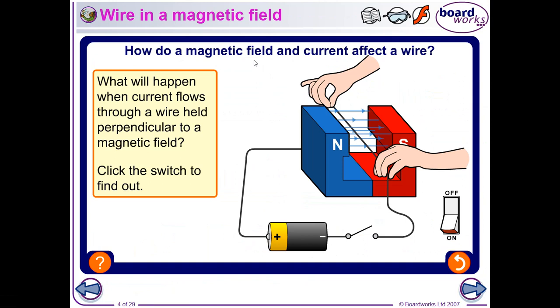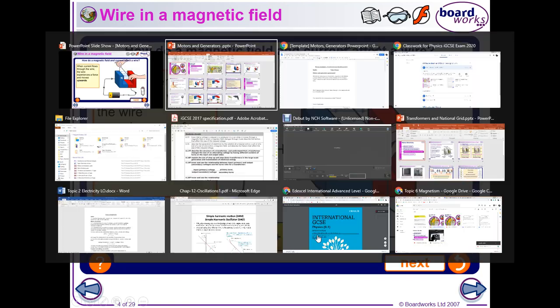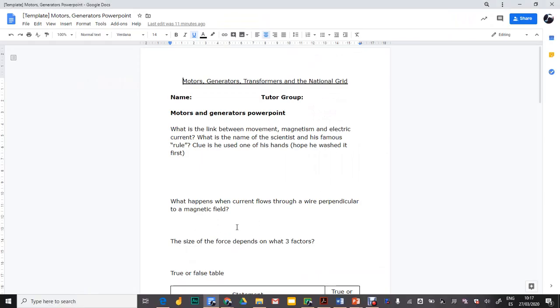Okay, how do the magnetic field and the current affect a wire? What would happen when the current flows through a wire that's held perpendicular, at right angles, to the magnetic field? What happened? It moved up. Okay, except the guy that is holding it is cheating a bit there. So again, you've got in your Google Doc a place to answer that.